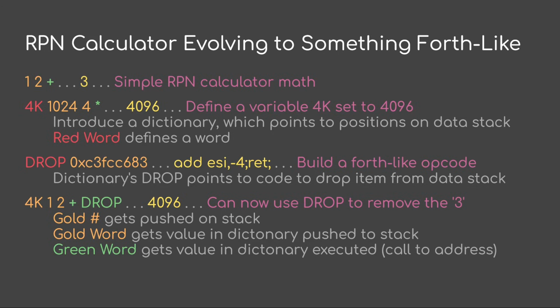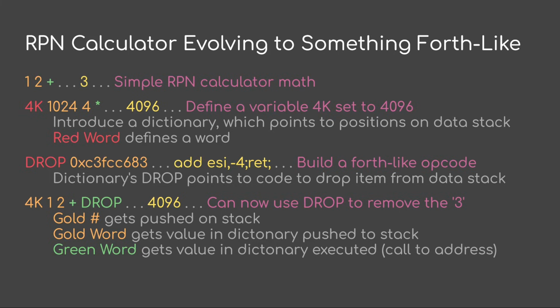So now we could write 4K, which would pull that number 4096 that we had put in the dictionary prior, and then do 1, and then do 2, and then a plus, which will create a 3, and then we execute drop, which will drop the 3, leaving 4096 on the stack. And thus now we've created something quite powerful.